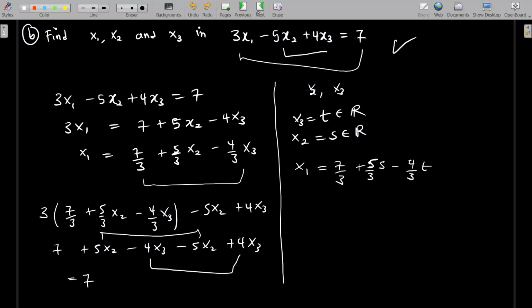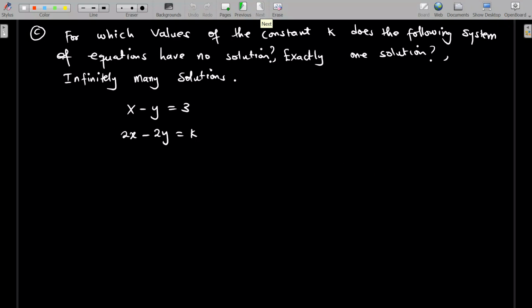Right, now let's go to the next one. Now the next problem takes a system of linear equations and asks for which values of the constant k the following system of equations has no solution. So I'm going to explain that with this example. When do we say that the system has no solution? There's only one solution and then infinitely many solutions.